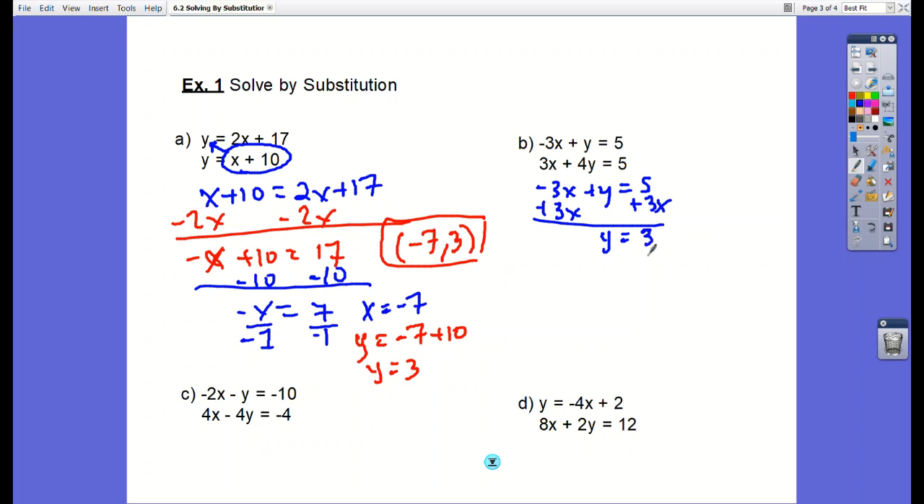Y is 3x plus 5. Alright, so we are going to plug this into the other equation. Will someone read us that next line? What's that next line going to read once we plug that in, Austin? 3x plus 4 times 3x plus 5.